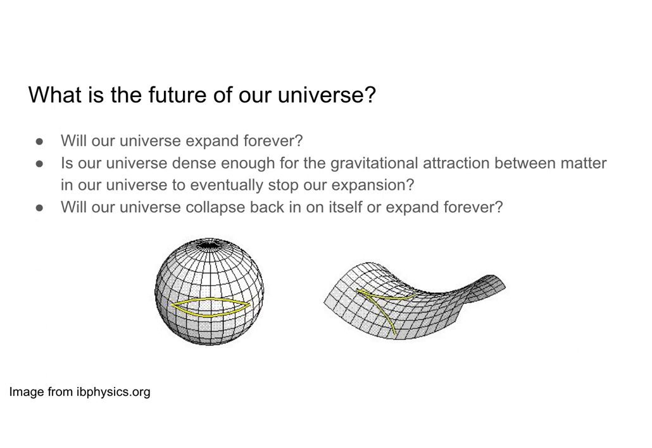This is important because it helps us understand the future of our universe. We have a few different things that could potentially happen. First, our universe could expand forever. Or maybe our universe is so dense that the gravitational attraction between matter and dark matter will eventually stop our expansion, potentially causing our universe to collapse back in on itself. This third bullet point is our fundamental question: will a universe collapse back in on itself or expand forever? Understanding the critical density of the universe helps us answer this question.